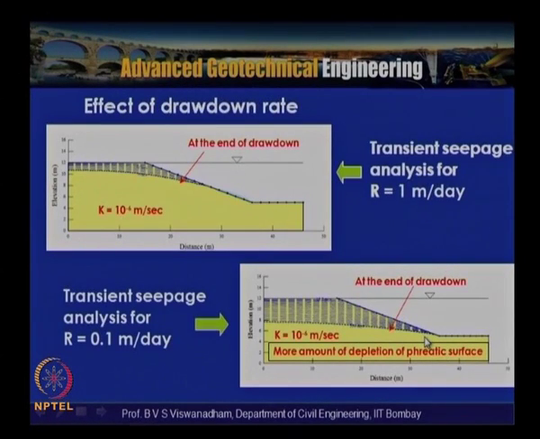Now when we have slow drawdown, what will happen is that here R1 is 1 meter per day and R2 is 0.1 meter per day. So you can see that at the end of the drawdown there is a depletion of the phreatic surface. This is because the dissipation of the pore water pressure takes place simultaneously while the drawdown is happening.